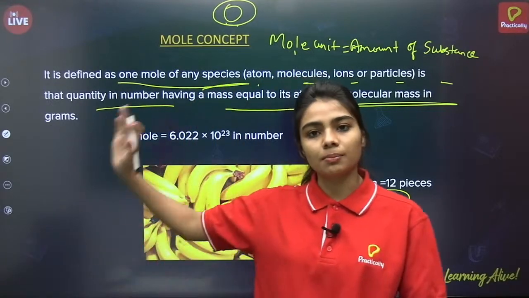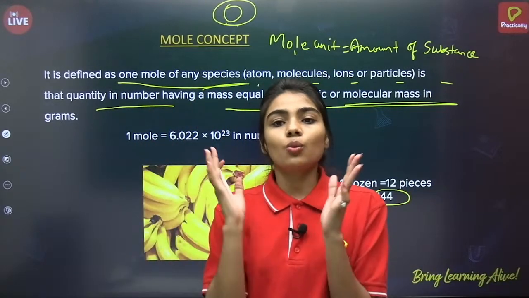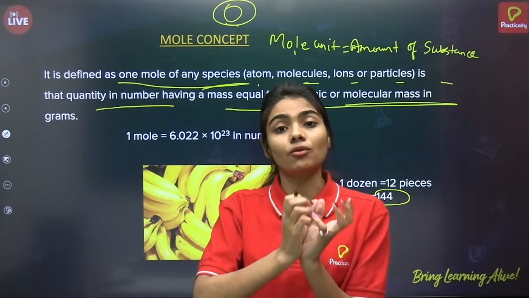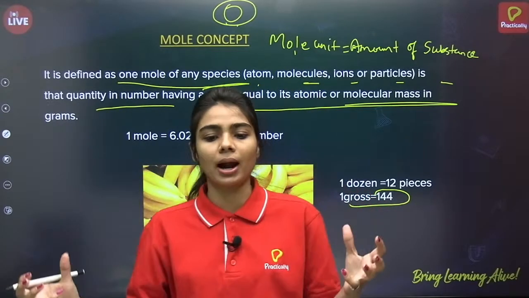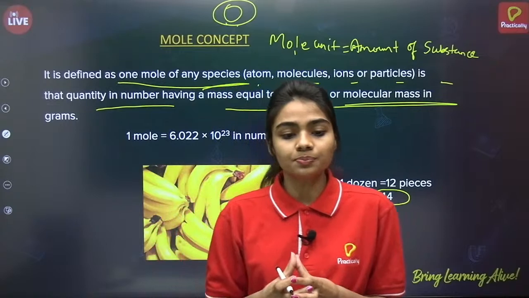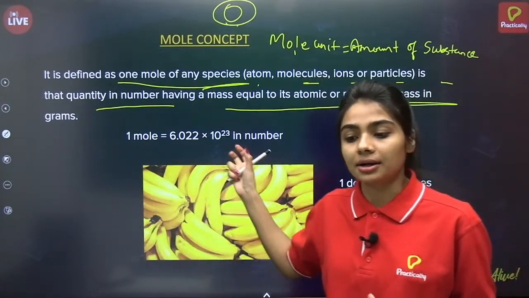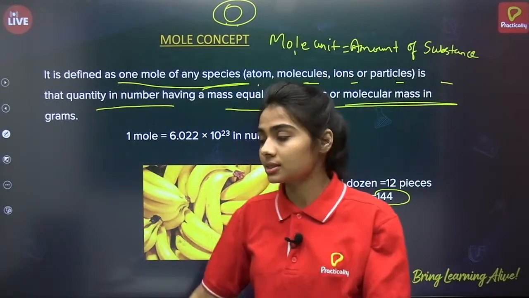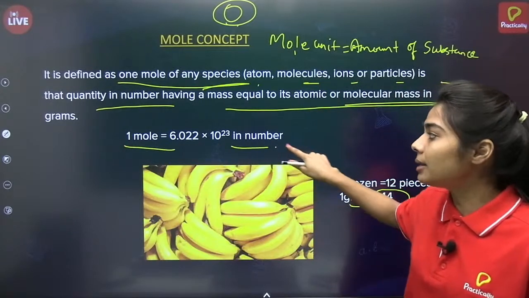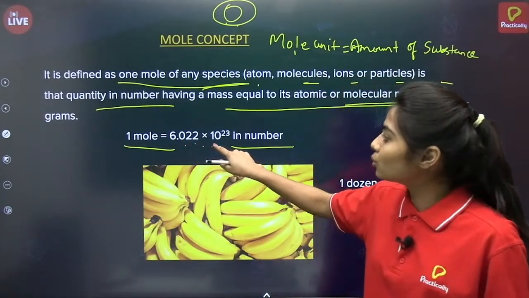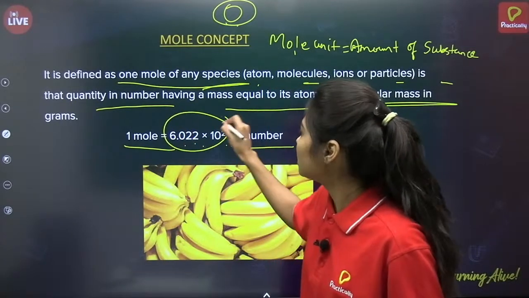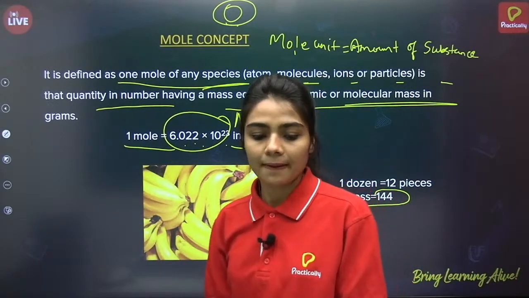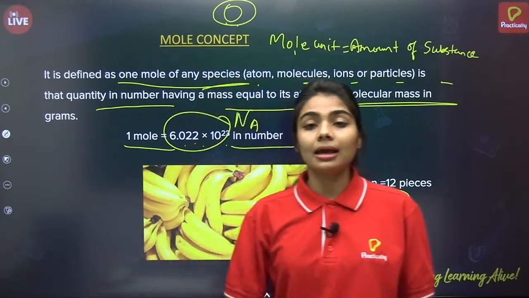So let's get back to this mole concept. So what is mole concept? That is, if you want to calculate the number of atoms, number of molecules, number of ions or number of particles, what I need to do? I need to define a term that is mole, and this mole is what? Is a unit for amount of substance. And in 1 mole, how many particles are there? 6.022 into 10 to the power 23. And what is this? This is Avogadro number, which is represented by Na. Okay, so this is represented by Na.